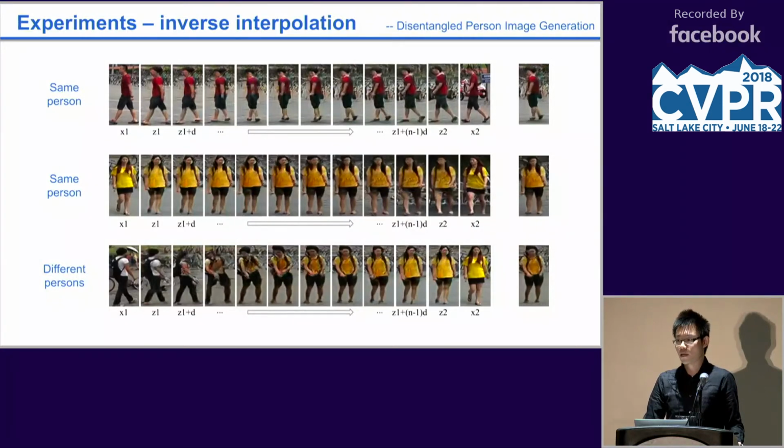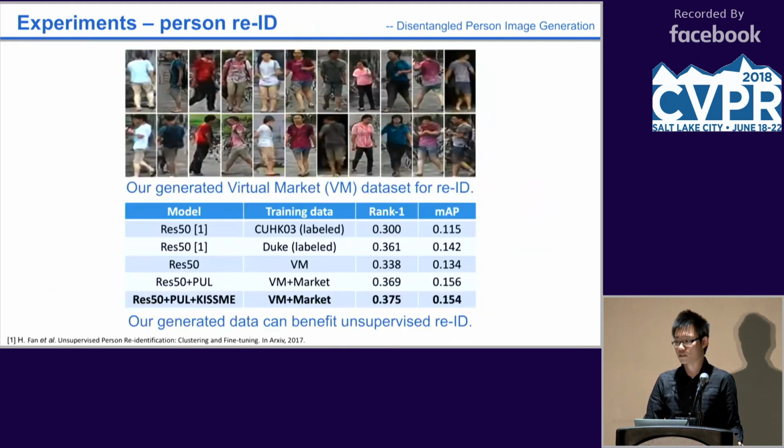One interesting experiment is inverse interpolation. We first use gradient descent to find the corresponding Gaussian code in the Gaussian space, and then we do the linear interpolation in the Gaussian space. We can infer the reasonable interframes between two real images of the same person or different persons.